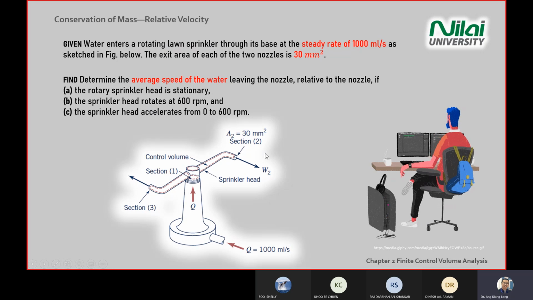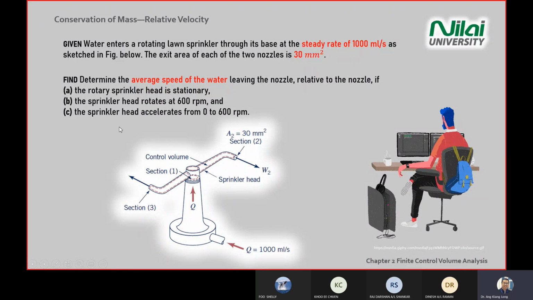What will happen to your W, the average speed here? What is your W2? The third scenario is what happens if you accelerate. You want to look at the change of average speed from 0 to 600 RPM. What happens to your W2? So we have three scenarios to solve.